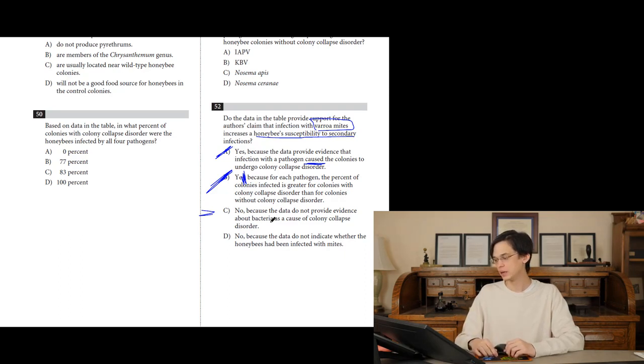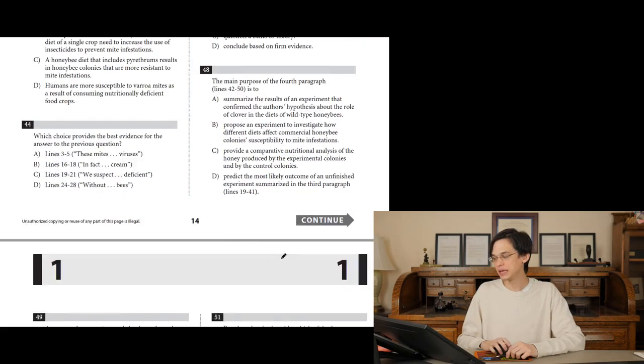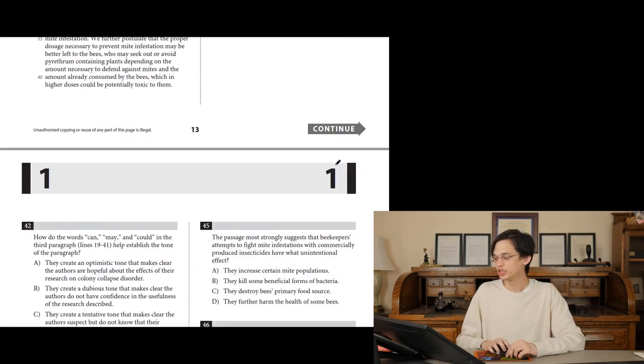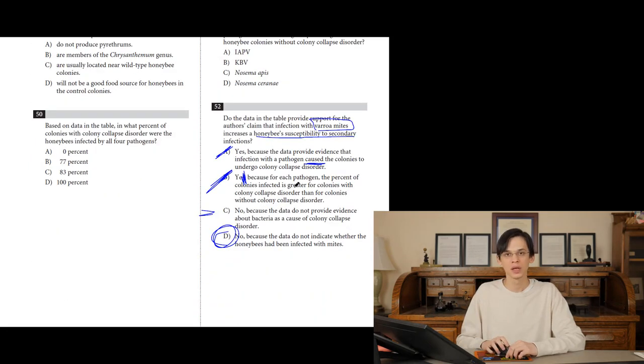What about D? No, it does not support the author's claim that infection with varroa mites increases, because the data does not indicate whether the honeybees had been infected with mites. Yes. That is the problem. We don't know whether or not the bees in this table were infected with mites. We just know that they're undergoing colony collapse. Colony collapse can be caused by many things, one including mites.